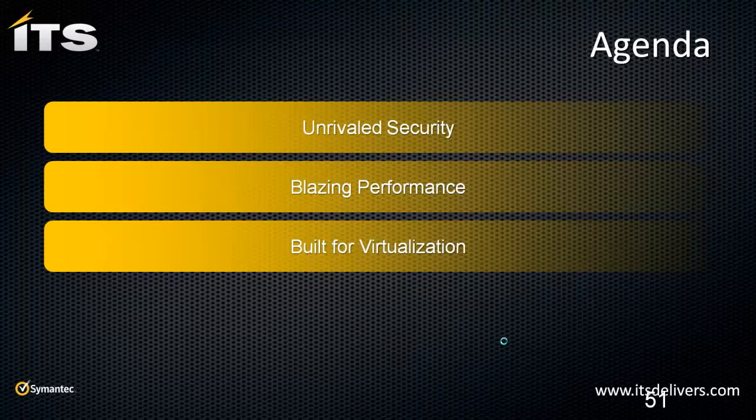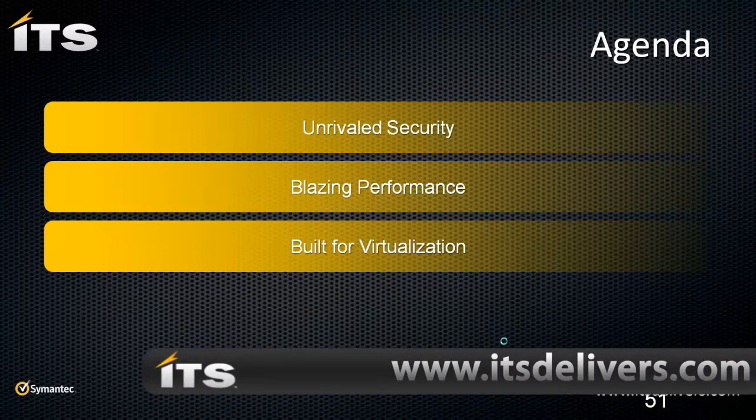SEP 12, if I could say 3 bullet points that you need to take away. First of all, unrivaled security. Reputation-based scanning, the ability to leverage those in my scans is something brand new. It's not available in any other corporate product. Unrivaled security. Blazing performance, by leveraging my insight, my reputation, and some of the other features that we talked about today. And then number 3, built for virtualization.